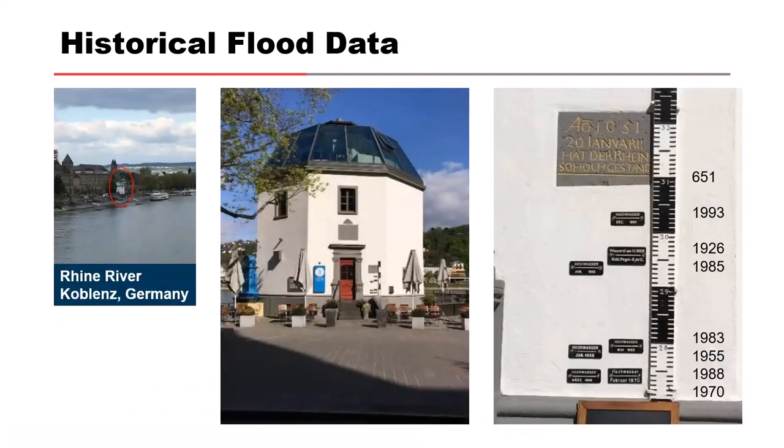Flood high water marks on buildings are common in Europe and can be found in the United States as well for very large floods. This is an ancient building in Koblenz on the Rhine. It shows a high water mark of a flood in 651, which is the highest known stage. It's also compared to more recent floods in the picture on the right. I know these are more common in Europe, but we've seen them in America too, and they can be really valuable.